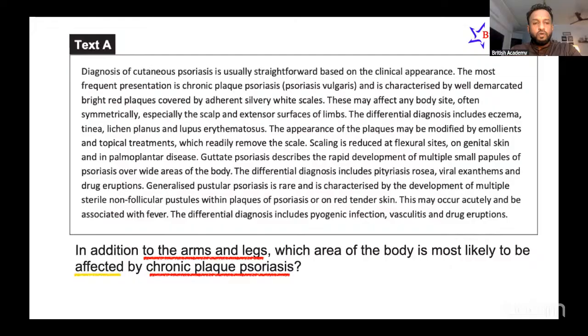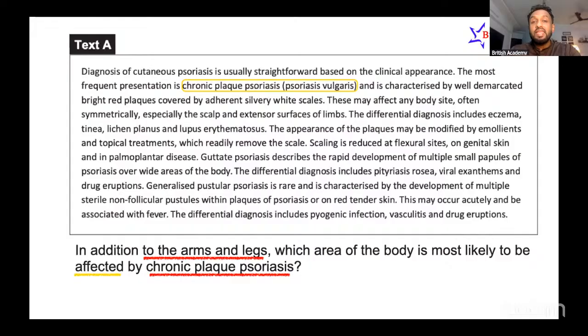Wonderful. So first, you'll have to underline the noun and verb. As I can see, the nouns are arms and legs, chronic plaque psoriasis. The verb is affected. Go and locate where you can find chronic plaque psoriasis. You find it here. Read that line carefully. You will find the answer.